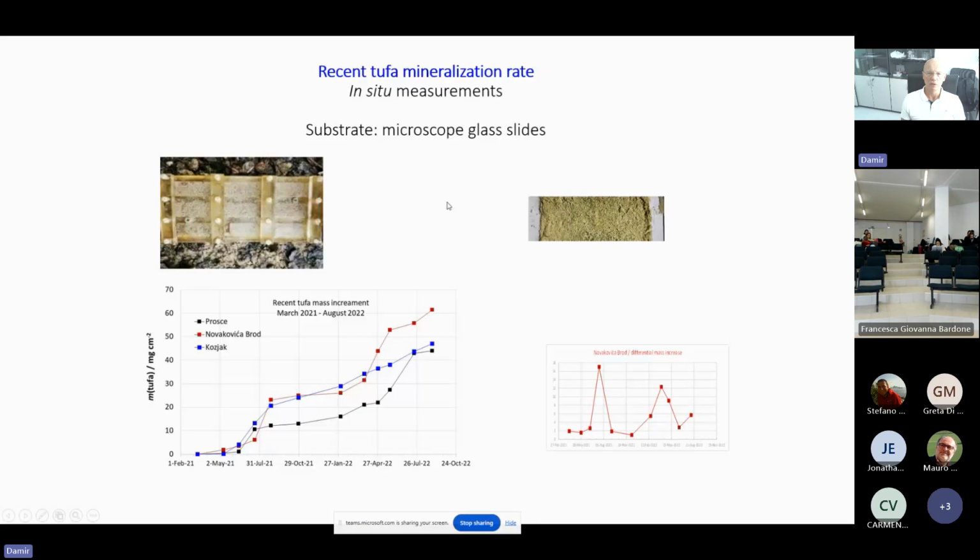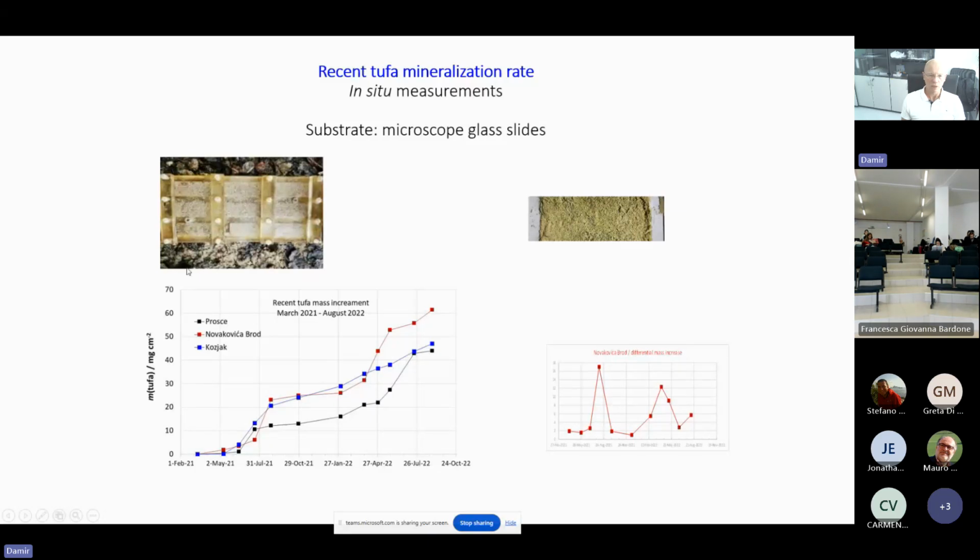Sampling of the tufa was made in a period from February 21 up to October 22. So we have 2 cold seasons and 2 warm periods.